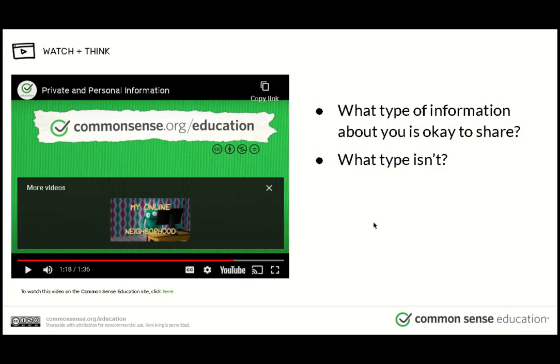So, the type of information that's okay to share online is personal information, which is information that tells people about you, but doesn't give them enough information to figure out who you are or to pretend to be you. So that might be the things you like, your favorite things to do, your opinions, and creations or projects or art that you've made.